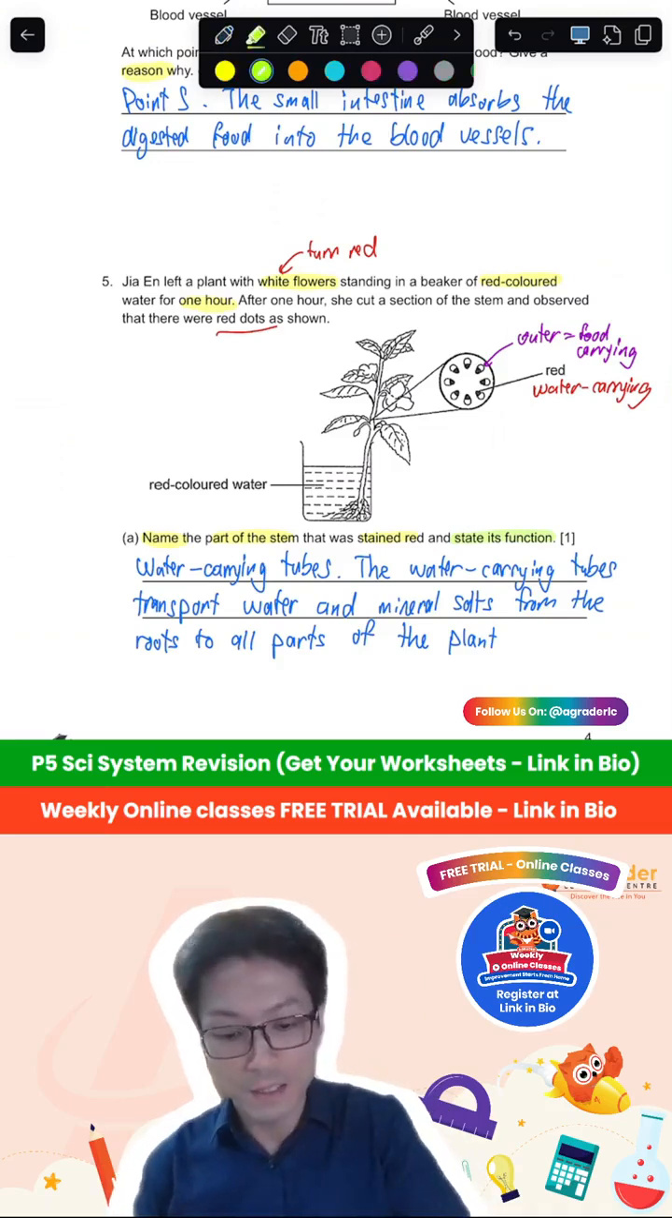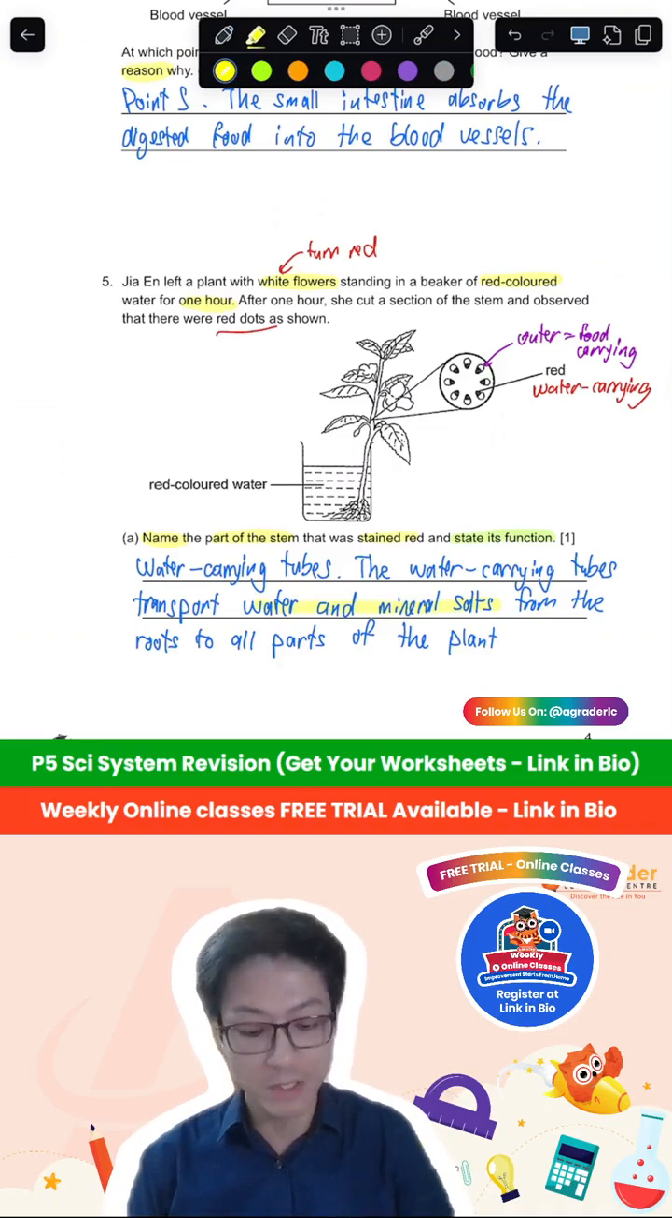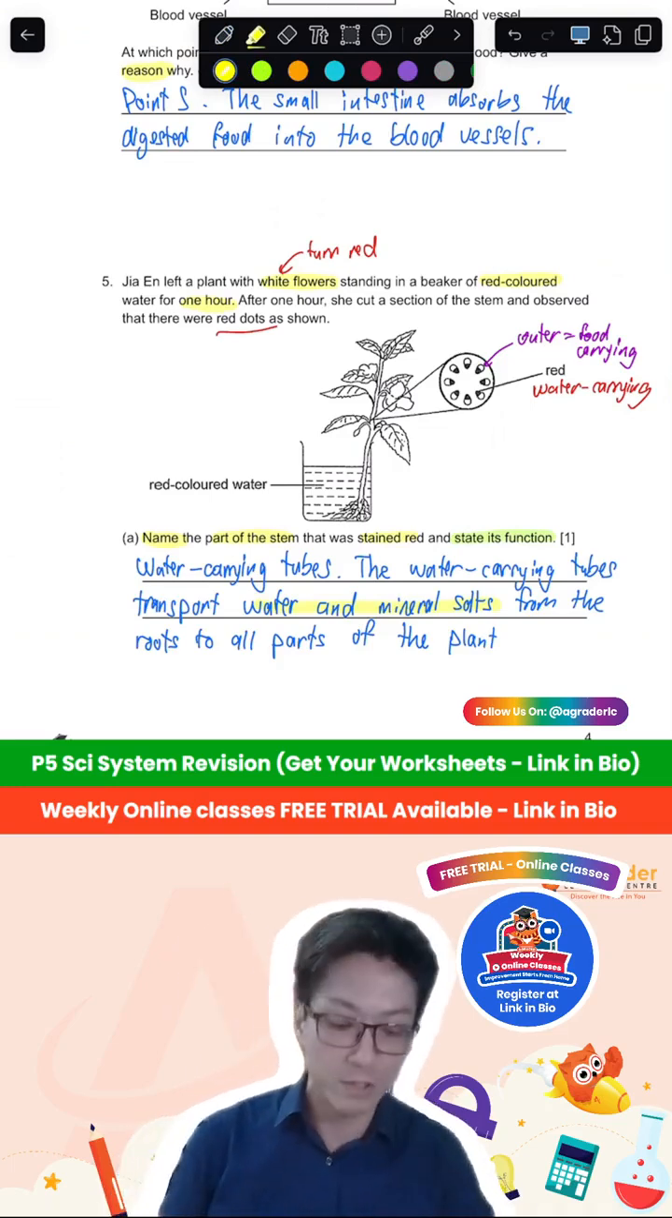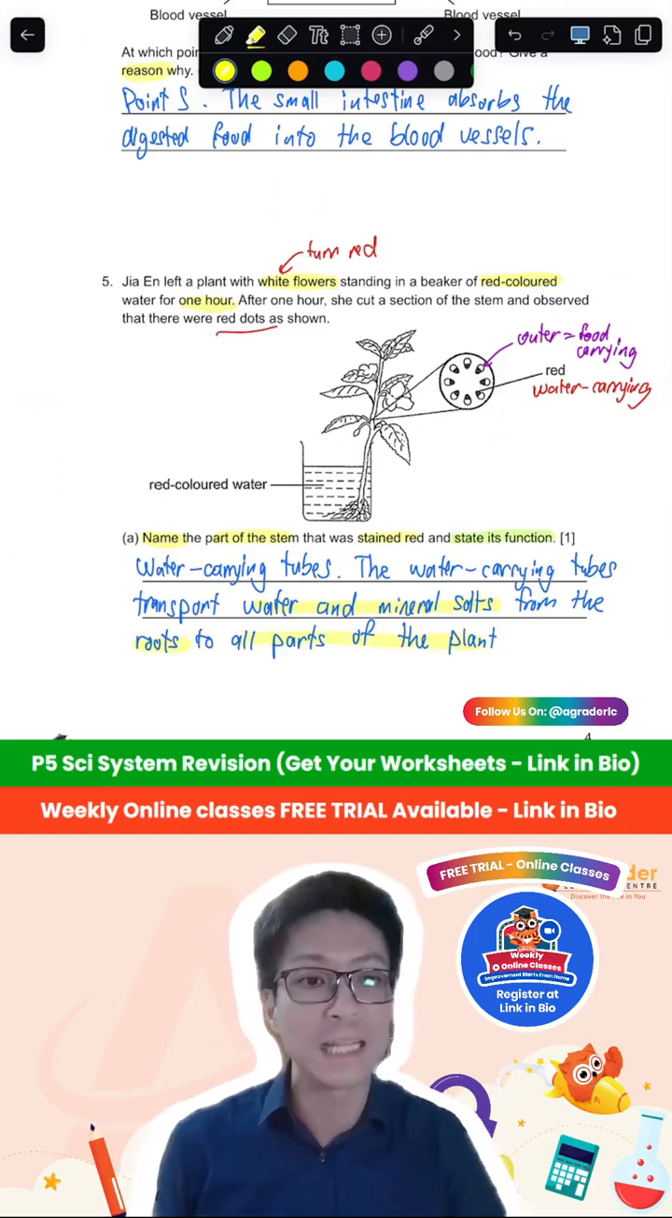Okay, I think be careful. It's good to add in carry water from the roots. Okay, water and mineral salt. It's either water or water and mineral salts are fine. Okay, but try to add in from the roots to all parts of the plant.